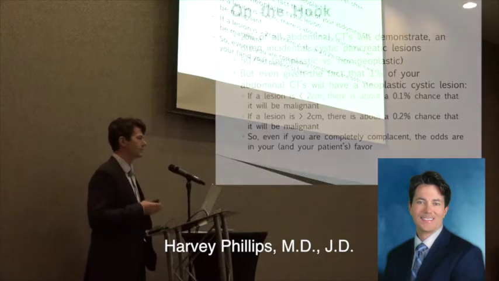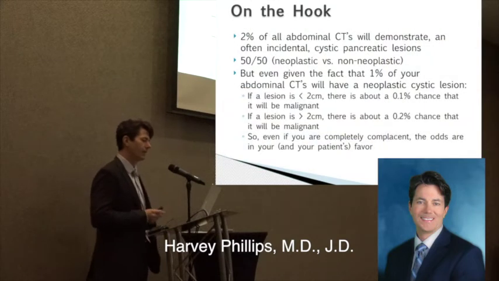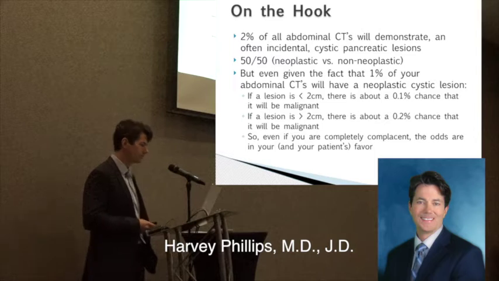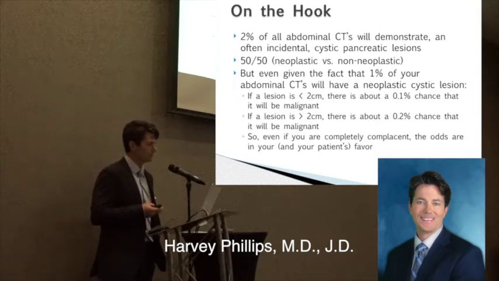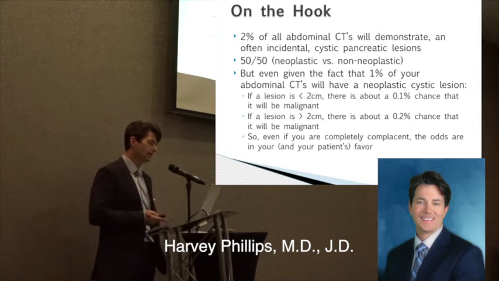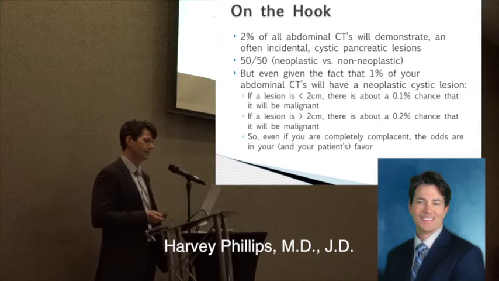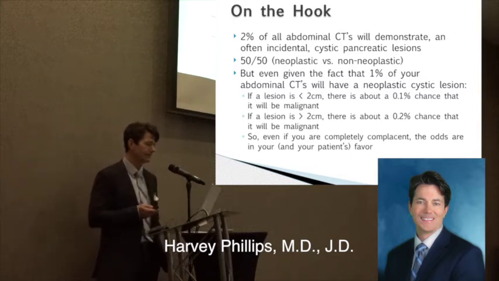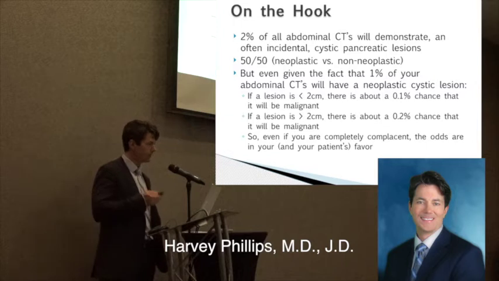Well, 2% of CTs will have a pancreatic cystic lesion. So you're almost certain to have to deal with this. It's a 50-50 split on whether it's going to be a neoplasia or not. But even though at least 1% of your CTs are going to have a neoplastic cystic lesion, there are some things you've got to remember that will help ease your conscience.